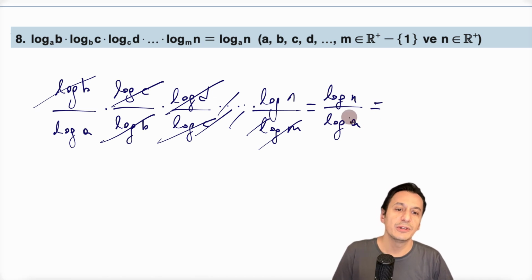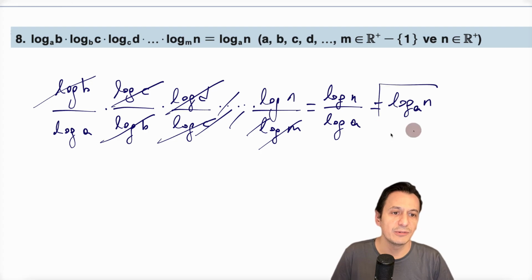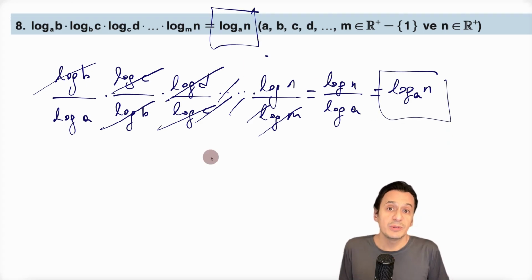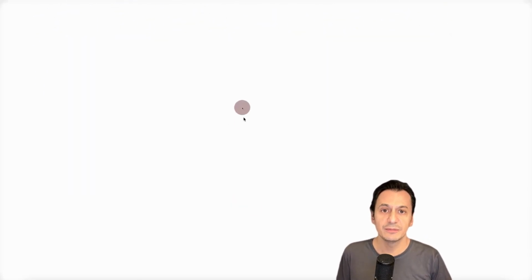A. How else can I write this? N on top, a on the bottom. I can write it as logarithm base a of n. Look, after learning property number 7, as you can see, I was able to derive number 8 very easily. I'm going to keep doing the same thing.